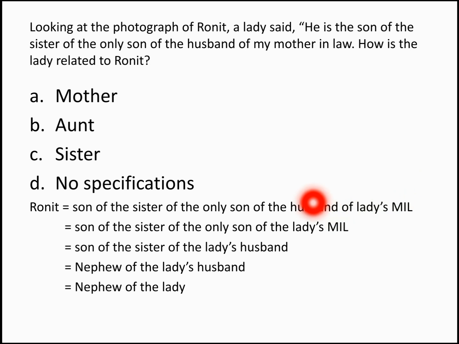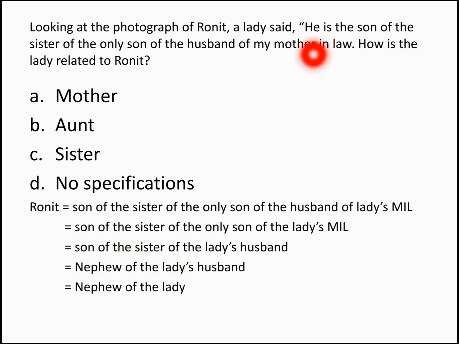Now the lady's mother-in-law's husband is going to be the lady's father-in-law, and the only son of the lady's father-in-law is definitely the lady's husband, isn't it? So I can alter the statement as son of the sister of the lady's husband, right? So the lady's husband's sister's son, that is your sibling's son, will be a nephew, and your sibling's daughter is going to be a niece, right? So the lady's husband's sister's son is going to be the nephew of the lady's husband, and the lady will also have the same relationship with this son, right? So Ronit is the nephew of the lady, is the final relation you've got.